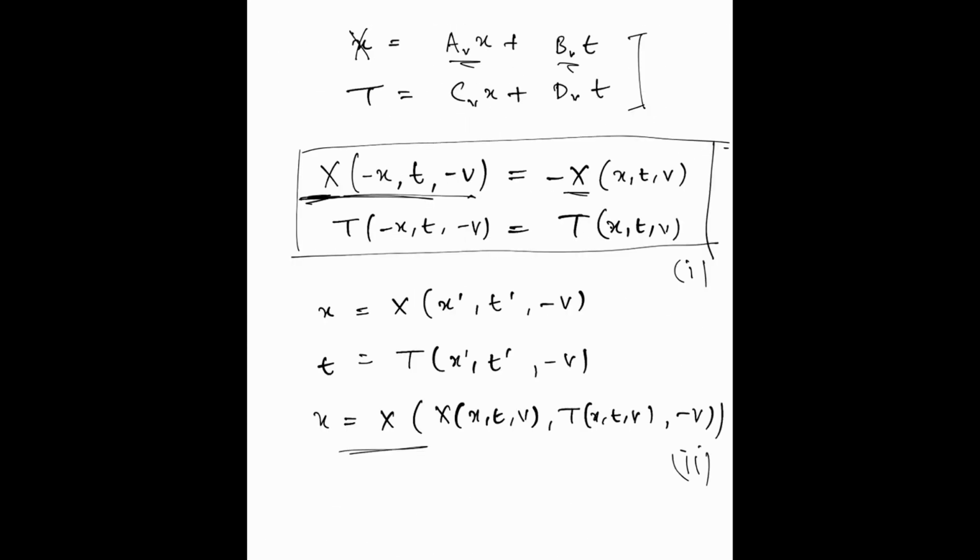So actually, let's work that out explicitly. Yeah, so this was the one. I'll just write it out. X of x equal to capital X of x, t, v, capital T of x, t, v, and minus v. So this will be, wow, A_minus v of this term, right? Capital X of x, t, v plus B_minus v of capital T of x, t, v.